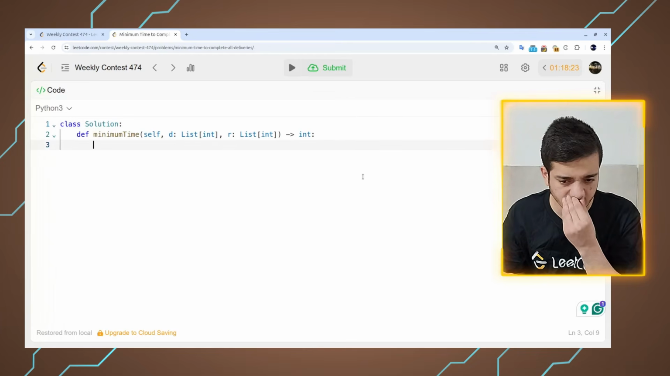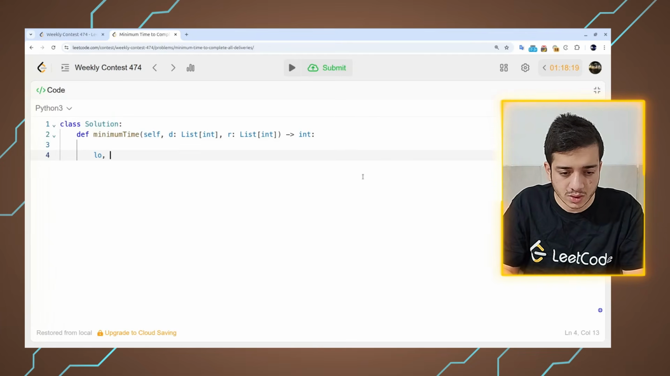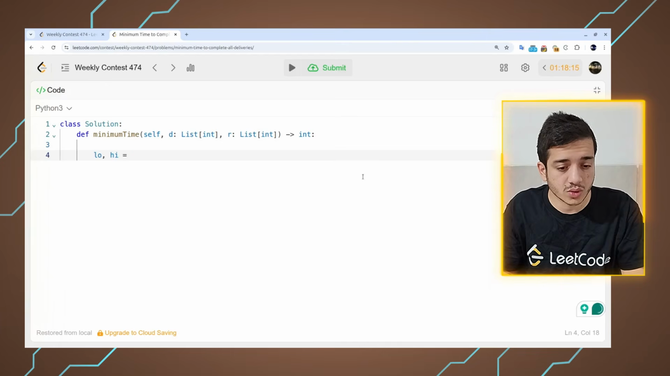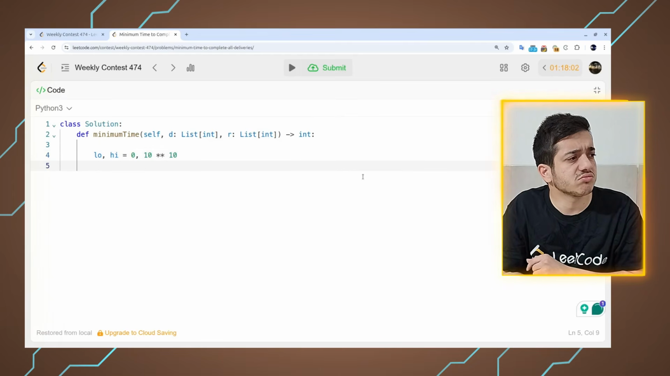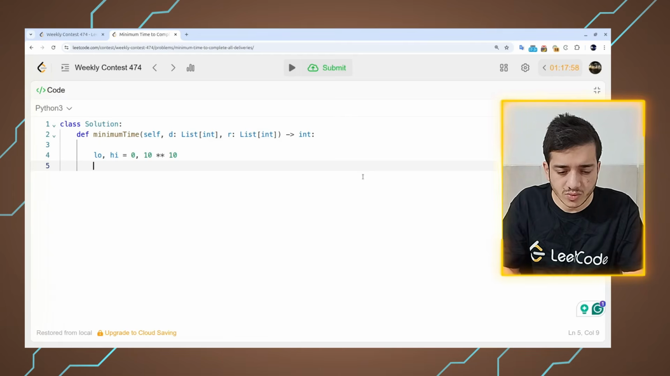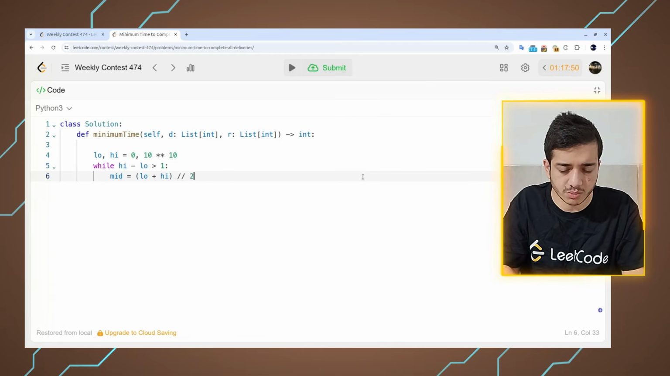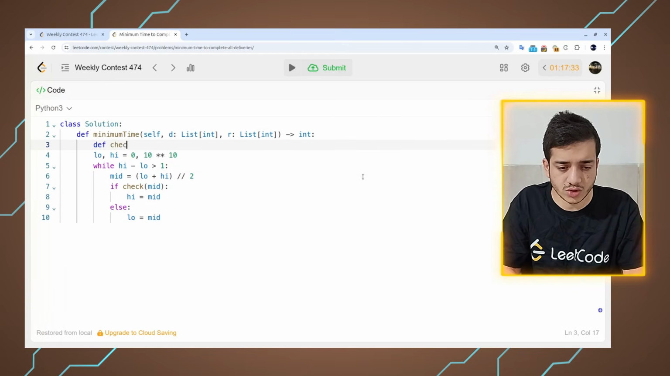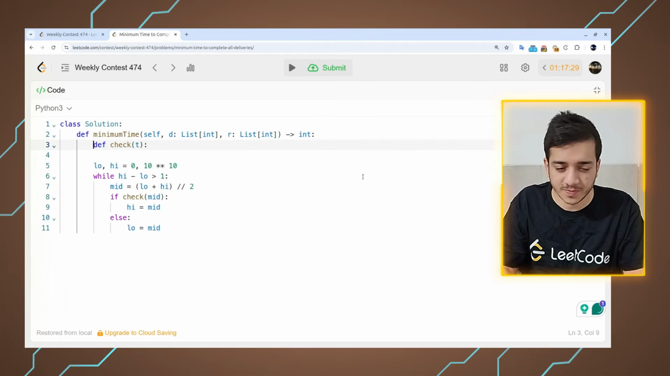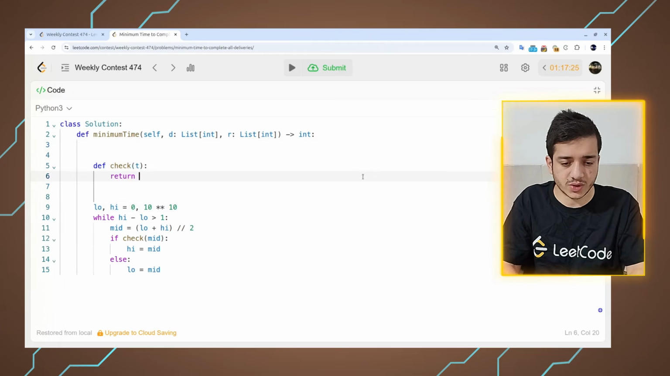Okay, let me start implementing that. Minimum time, maximum time, let's say it's 10 to the power of 10, so for sure we can cover it. Then while high minus low is more than one, mid will be low plus high divided by 2. If check of mid, high equals mid, else low equals mid. And then let's do check t, return.